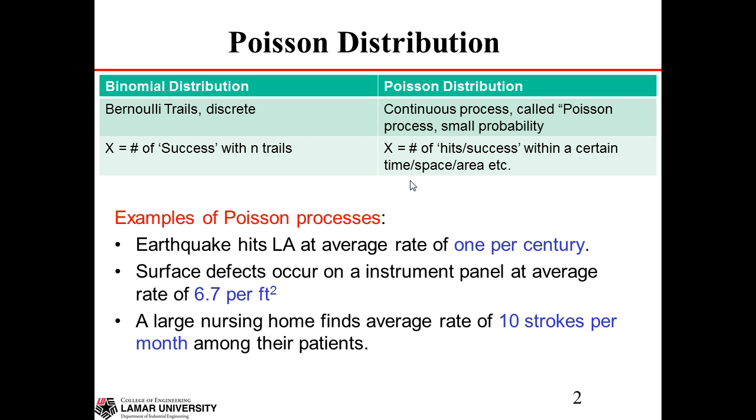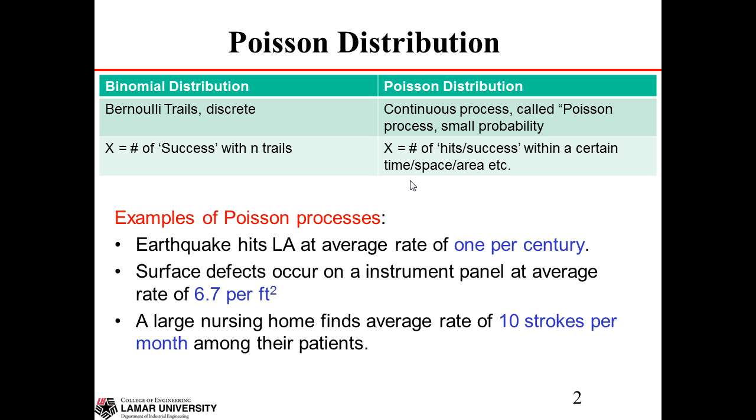Surface defects occur on an instrument panel at an average rate of 6.7 per square foot, and this 6.7 is the average rate. It was obtained by maybe examining a 100 square foot area and finding 670 surface defects, then dividing by 100 to get the average rate of 6.7 per square foot. So this average rate doesn't have to be a whole number. The third example: a large nursing home finds an average rate of 10 strokes per month among their patients. This can also be quantified using a Poisson distribution.